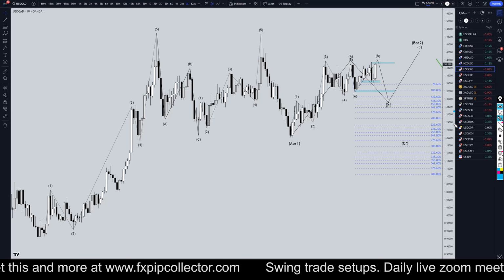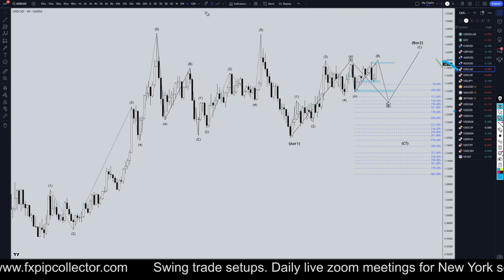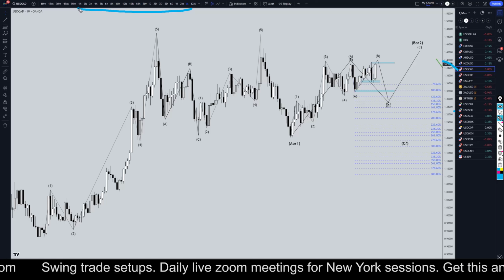Today is Monday, October 28th, and I'm going to be analyzing the US dollar Canadian, starting on the monthly, working my way all the way down to the 1 hour time frame for the full top-down analysis.